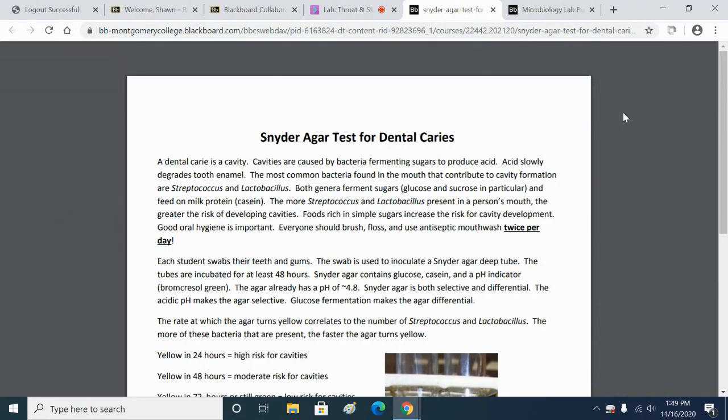Foods rich in simple sugars increase the risk for cavity development. So it's important to have good oral hygiene, right? Brushing your teeth twice a day, flossing at least once a day, using mouthwash at least once a day is recommended. So how many of you floss your teeth? And be honest. I know many of you don't. And the question is, why not? Why don't you floss your teeth? It really is important.